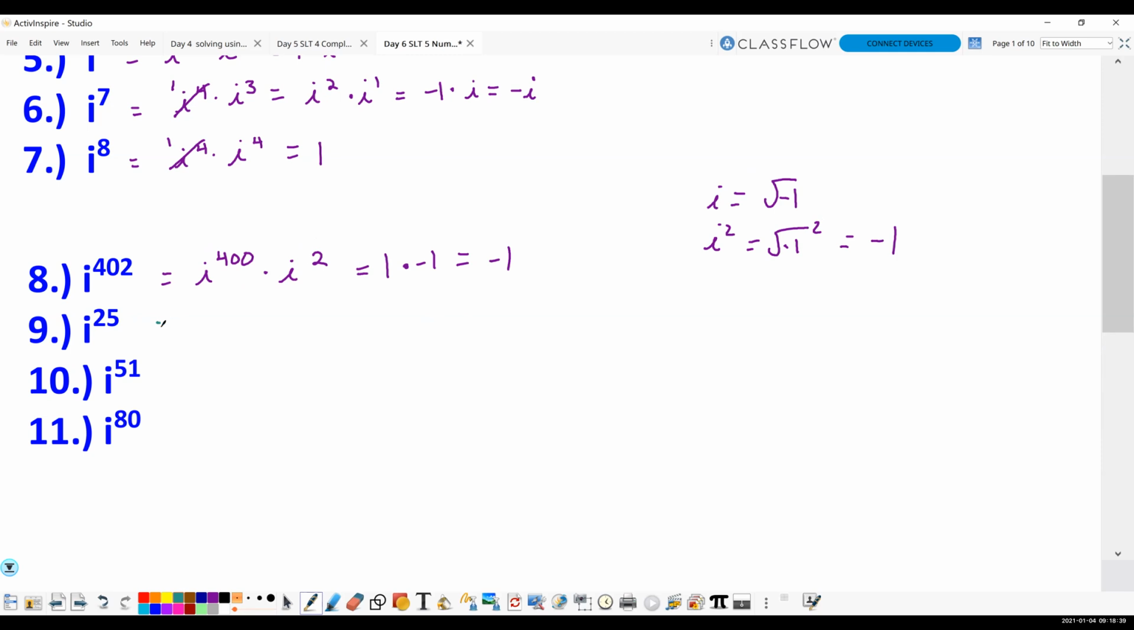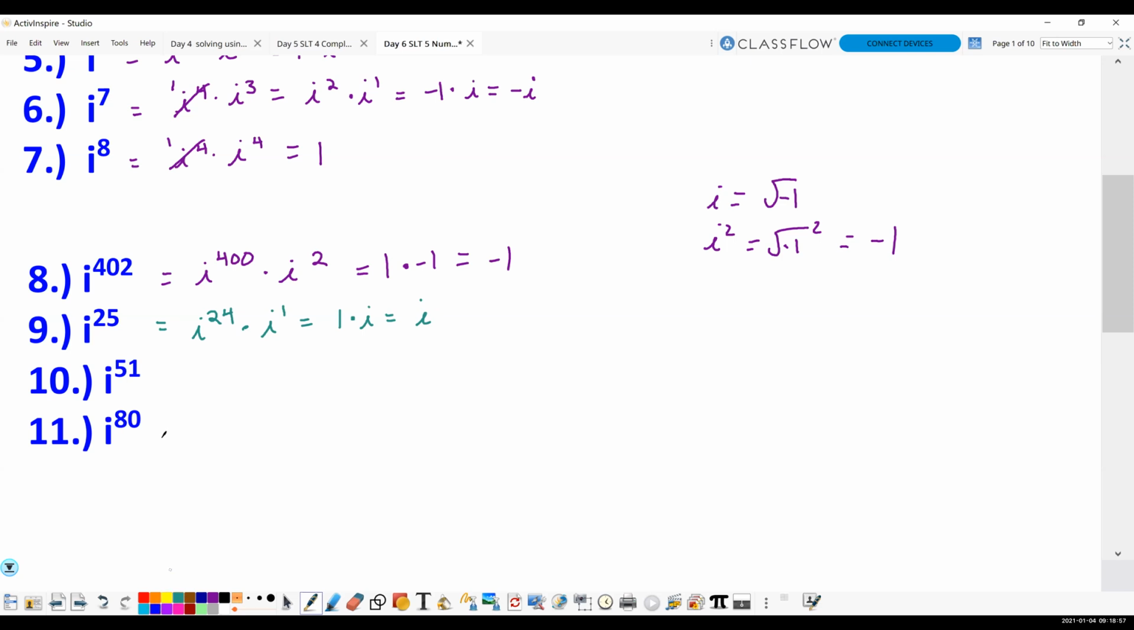Then we have i to the 25th. I'm going to separate that. I think the highest multiple of 4 before I go over 25 is 24. So I have i to the 24th times i to the first. So it's going to be 1 times i, which is just i.